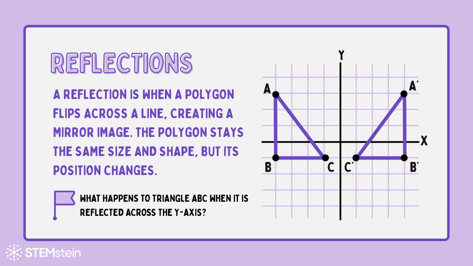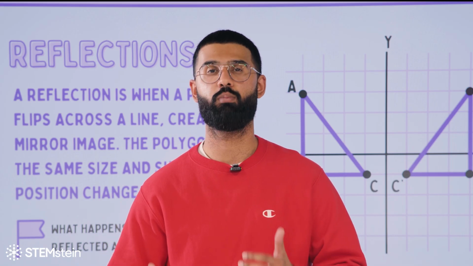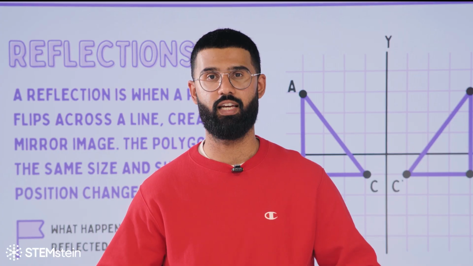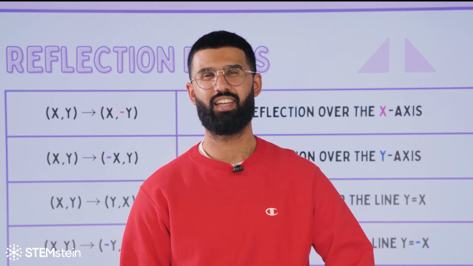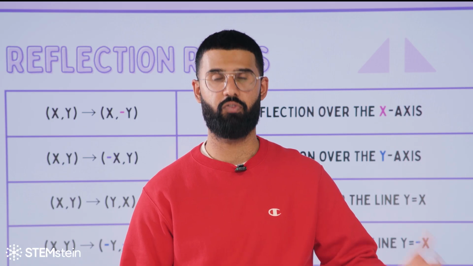Reflection is when you flip a polygon across a line, like the y-axis or the x-axis. It's basically like creating a mirror image. However, it's important to remember that those polygons are the same shape and size, meaning they're still congruent. What do you think happens to triangle ABC when it reflects across the y-axis? For reflection, there's different rules for different lines. Let's talk about the axes first.